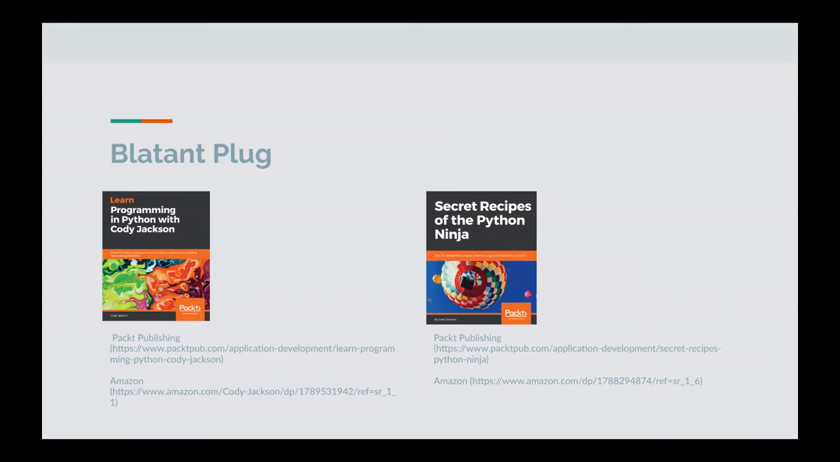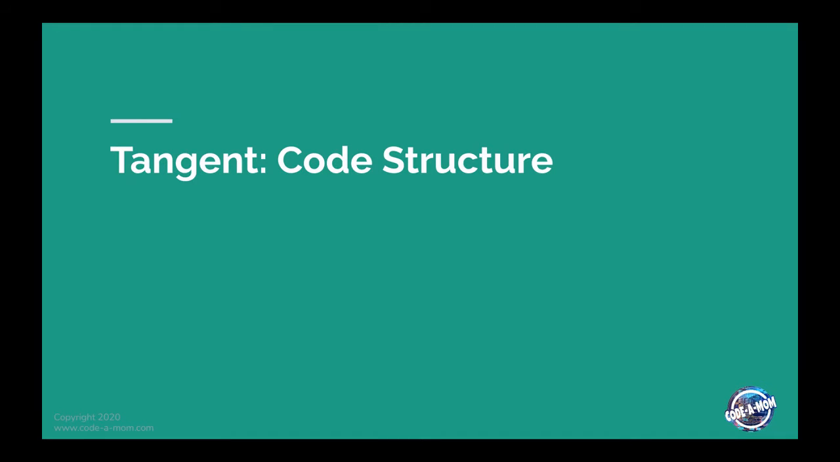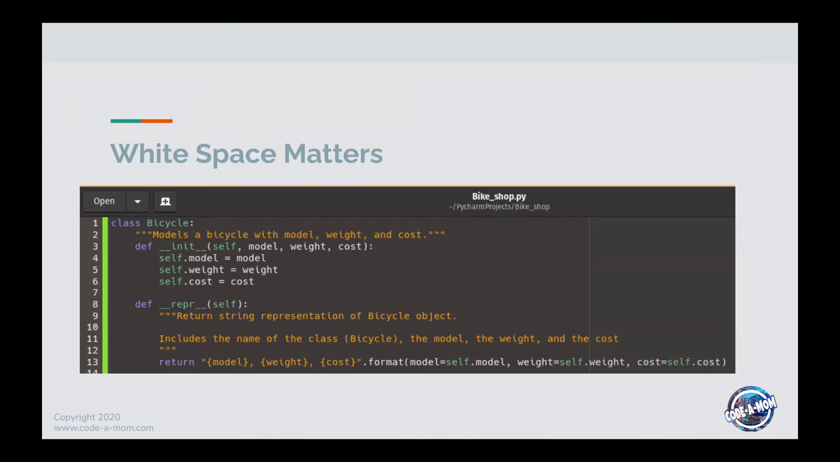Moving on, we're going to take a sidestep and talk about code structure within Python before we actually jump into the data types. I had talked previously about how white space matters when you're using Python. For this, I got a screenshot of a program that I had written a couple of years ago, and I just want to show that this is a typical example of how a Python program is formatted.